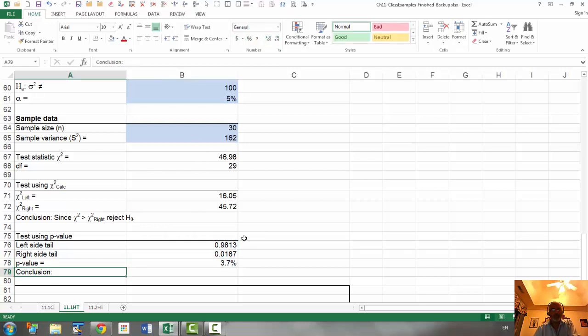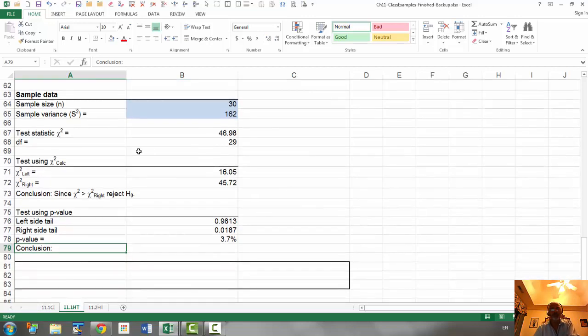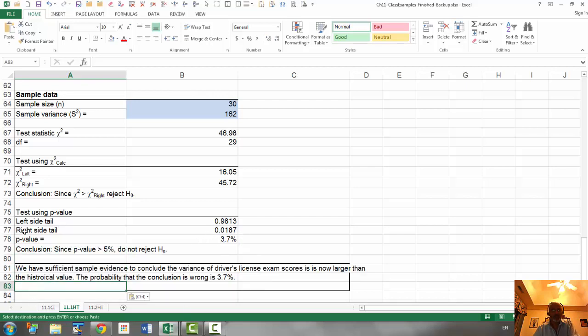And once again, since the p-value is less than alpha, we reject the null hypothesis, and our interpretation is that we do have sufficient sample evidence to conclude that the variance is no longer 100, it is different from 100. And the probability that that conclusion is wrong is 3.7%. And that's stated here.